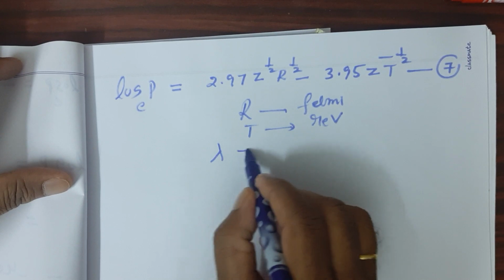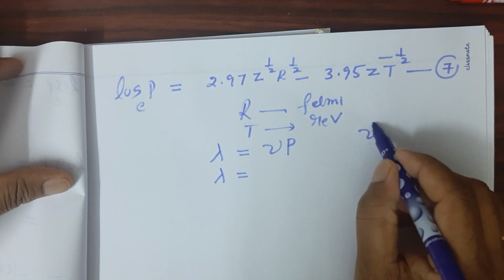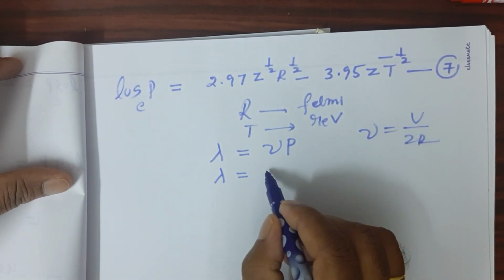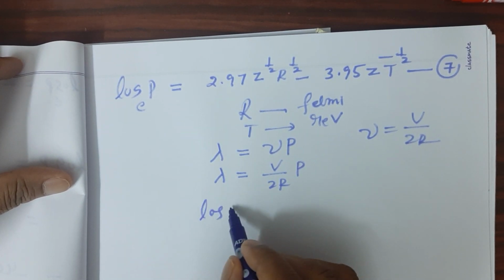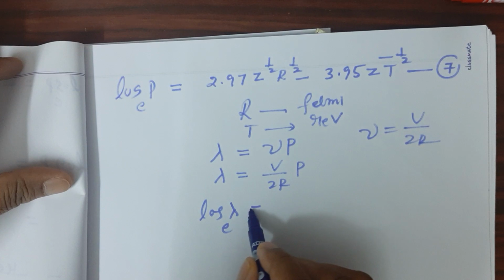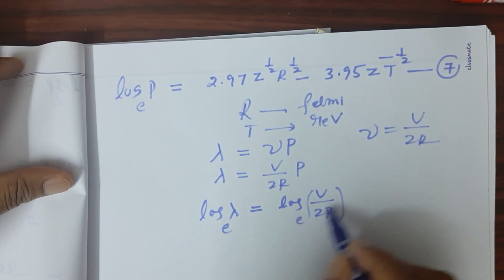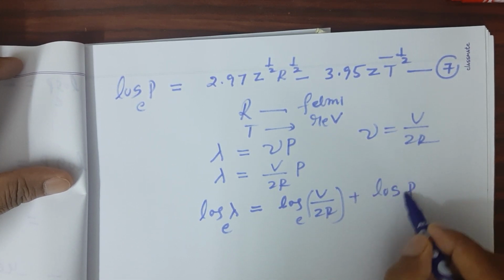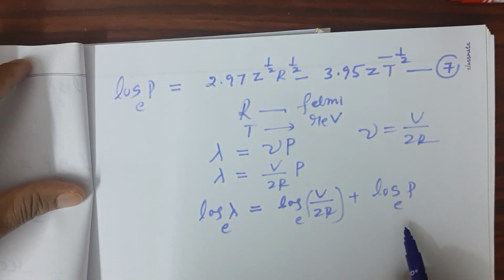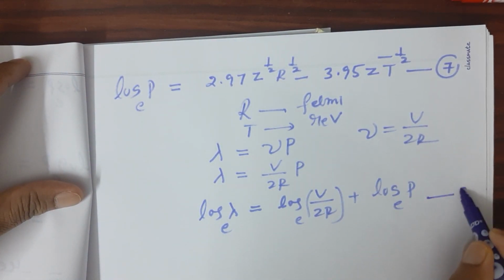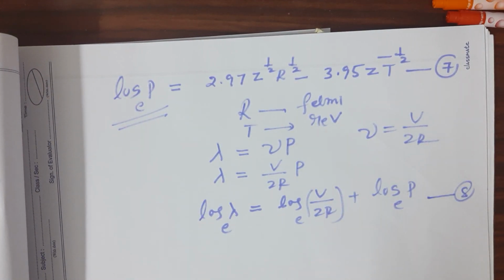But we have from equation 1, lambda equals nu into P. Lambda equals, but we have nu equal to v by 2R, then this will be v by 2R into P. Taking the natural logarithm on both sides, log lambda base e equals log of v by 2R base e plus log P base e. Or you can write ln of lambda equals ln of v by 2R plus ln of P. So this is equation 8. Substitute this log P value in this equation 8.